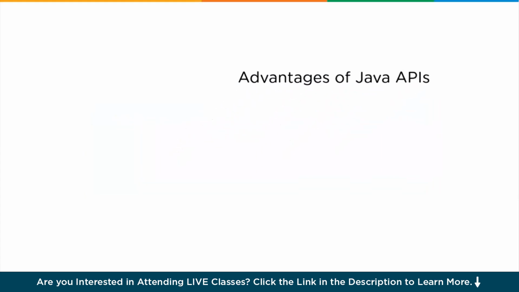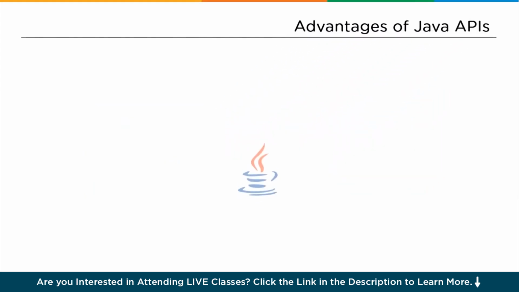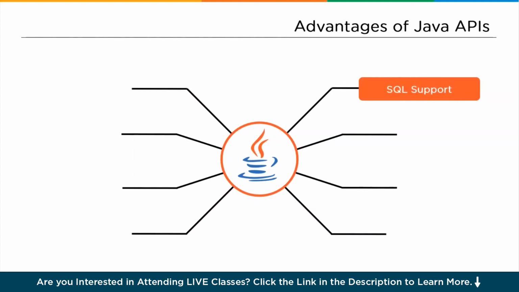Now, using Java's APIs will help you with multiple advantages. Now we will discuss the most important advantages of using Java's APIs. So the first one, we have the extensive SQL support. APIs in Java enable a wide range of SQL support services in users' applications through a component-based interface.